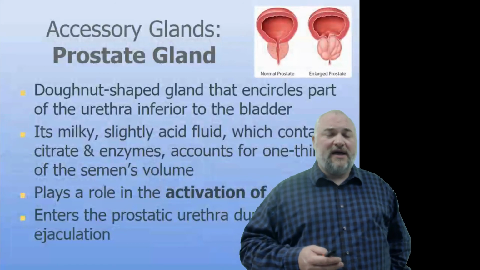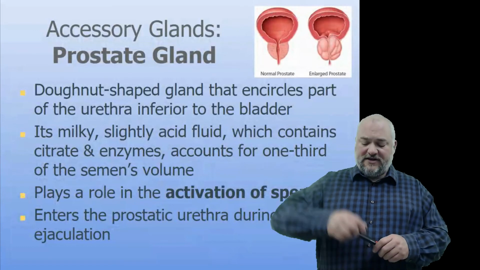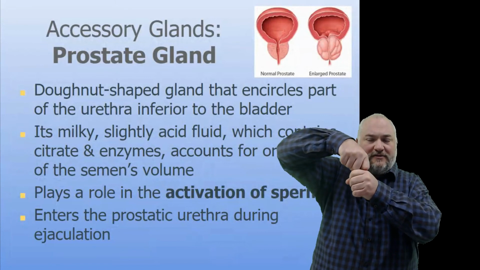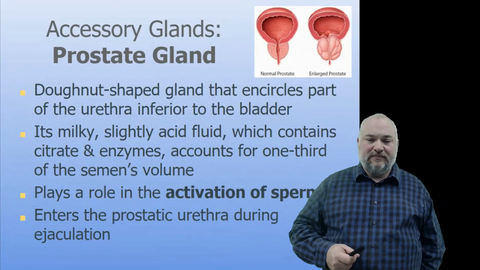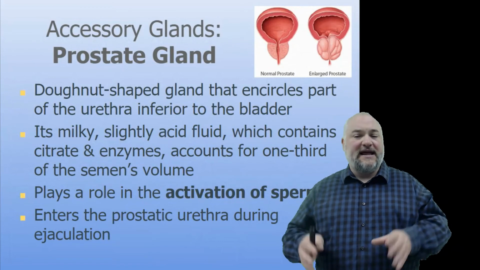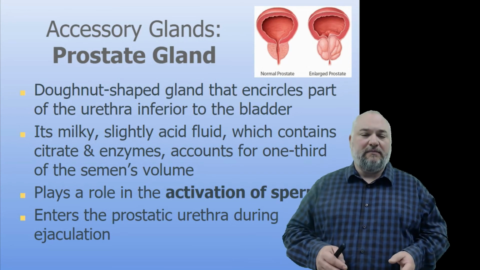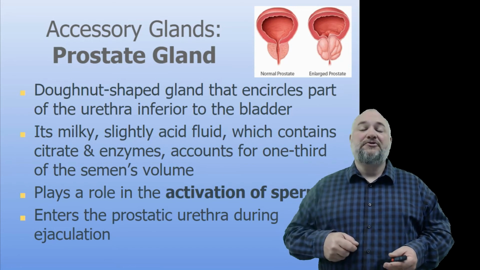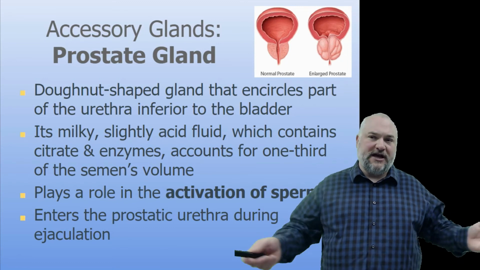Moving on to the prostate, we talked about this a little bit in our unit on the urinary system last unit. If this is the bladder, and this is the urethra, the prostate's a donut-shaped thing that surrounds the urethra right below the bladder. You can see in the upper right picture what a normal prostate looks like. It produces a milky, slightly acid fluid, which has things like citrates and enzymes, that accounts for about a third of the semen's volume. It plays a role in activating the sperm, getting their motors running, getting those little flagellum tails spinning so the sperm starts swimming. Then it enters the prostatic urethra during ejaculation.